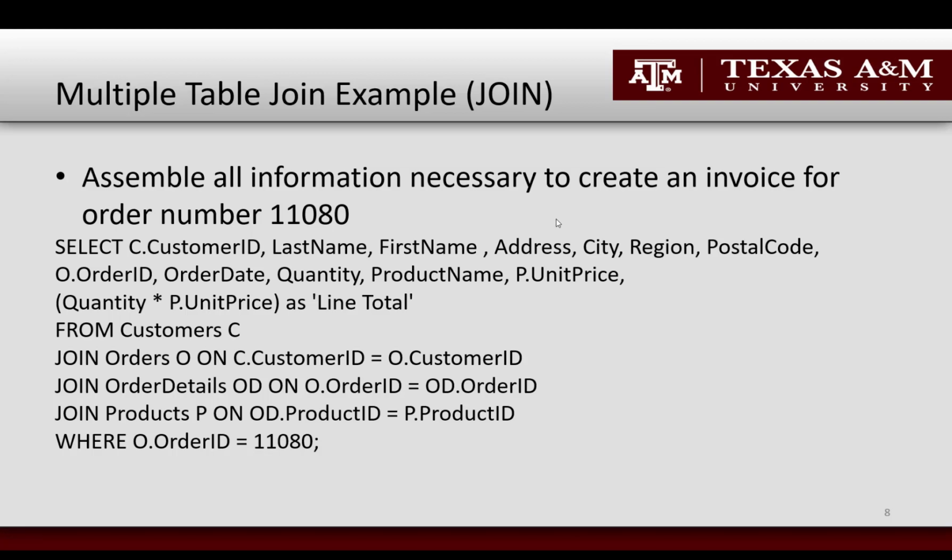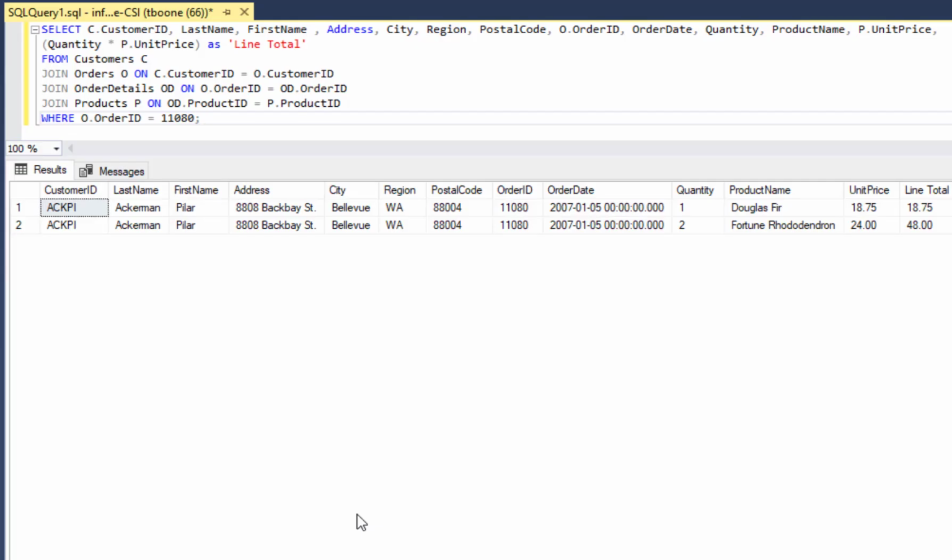What is the result of this query? In this case, we can see that this order was placed by Pilar Ackerman. They live in Bellevue, Washington. The order was placed on the 5th of January in 2007, and it looks like they purchased one Douglas fir for $18.75 and two Fortune rhododendrons for a total of $48, each rhododendron costing $24. And we've calculated that line total. So this query combines information from lots of different aspects of our database and represents the results in one location.